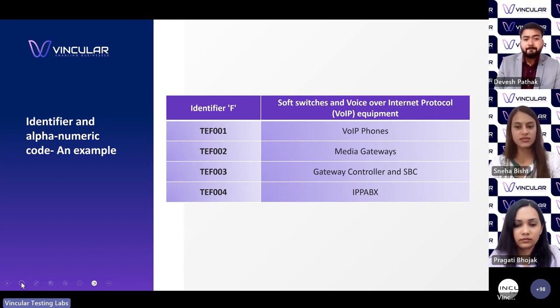Similarly, VoIP phones, SBCs, and IP/PAVXs under the same identifier F have the alphanumeric codes TEF001, TEF003, and TEF004 respectively. Now, for all your telecommunication products from 1st April 2023, this additional filing must be made in the bill of entry while importing your product in India. Similarly, there are 8 identifier categories that have been notified, covering various products with different alphanumeric codes.